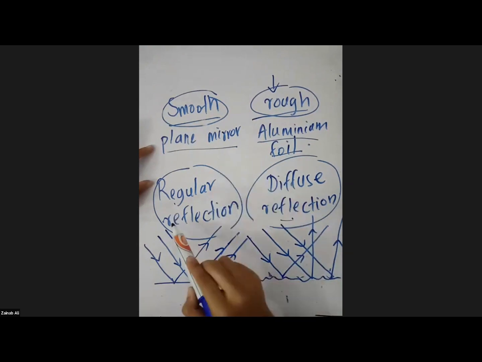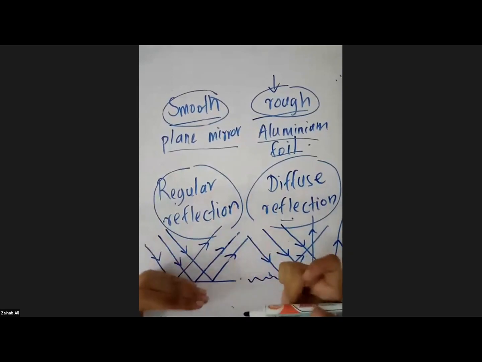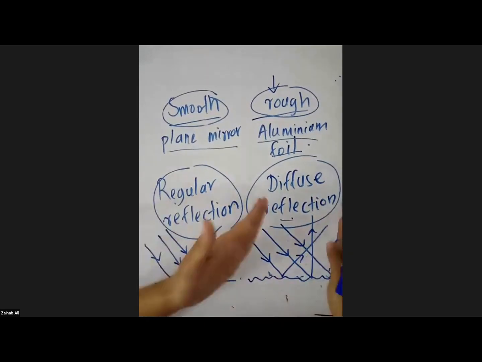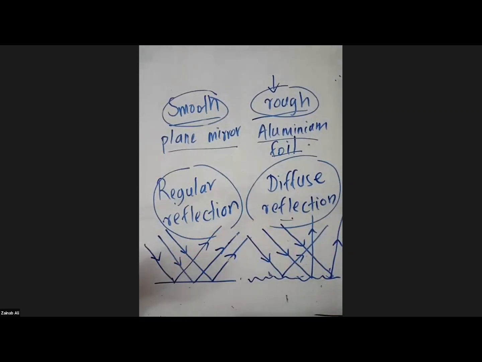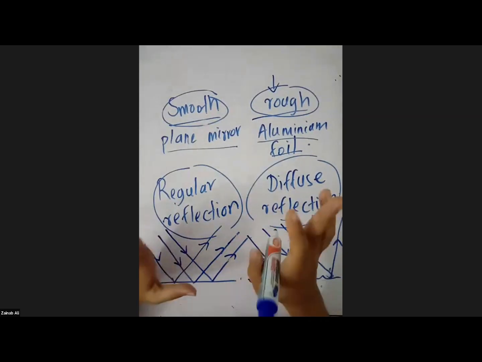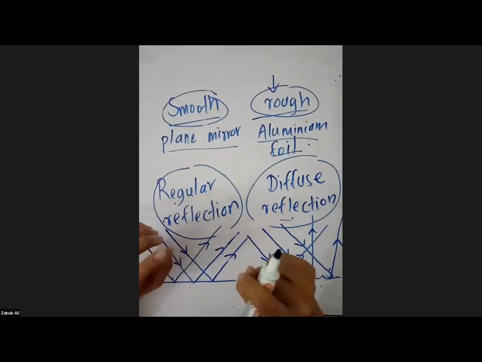And what is regular reflection? The parallel light rays are reflected parallelly in a smooth surface. That is regular. What is diffuse? The parallel light rays are reflected in different directions, that you call diffuse reflection. So is it clear? Mostly only a plane mirror we consider as a smooth surface.